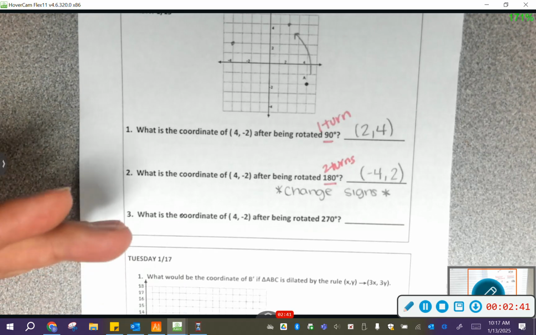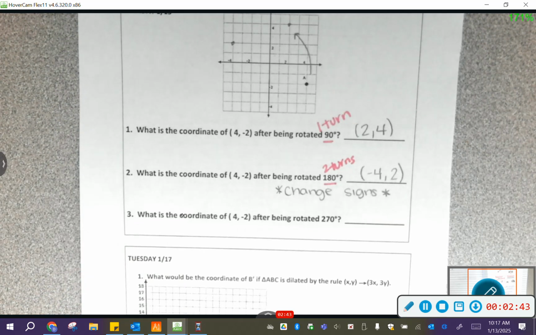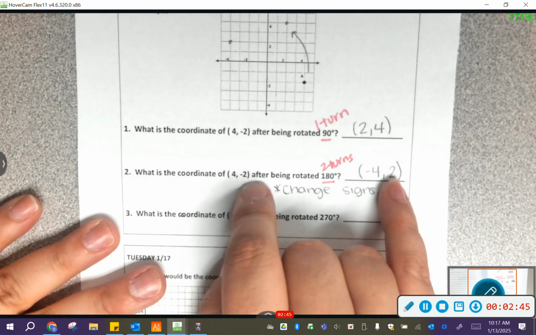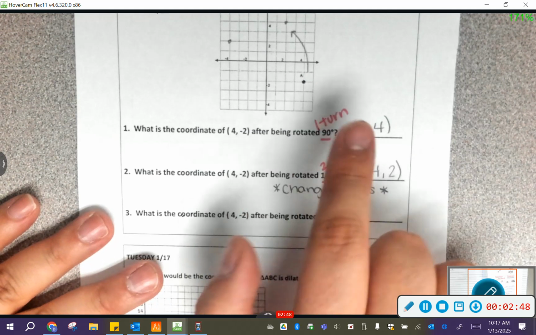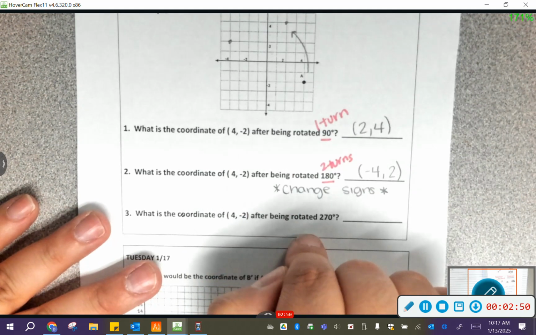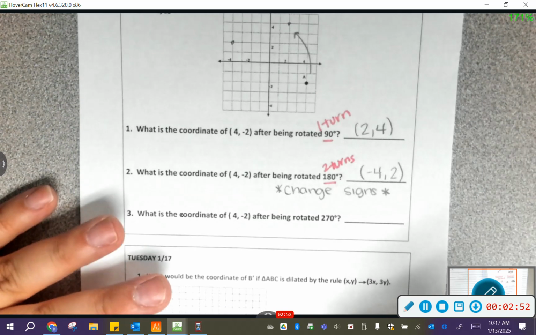So I don't really use the patty paper on 180 degrees because I just switch my signs and I'm done. But I always use patty paper for 90 and 270. You can use it for 180, it doesn't matter.